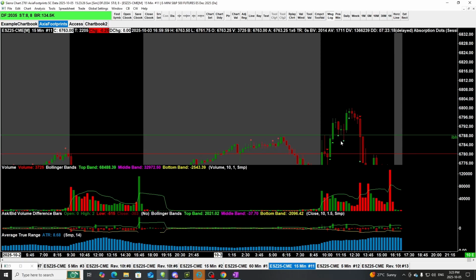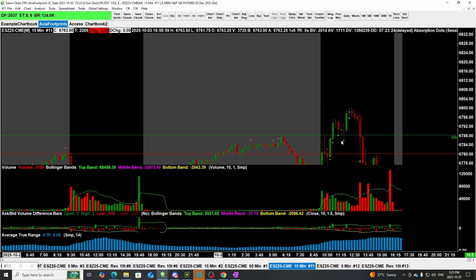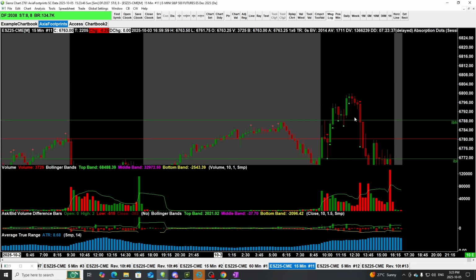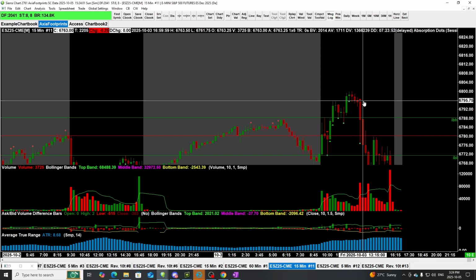Okay, so we came down, a passive opportunity to go to the whole number, that is 6,800. We came down, then got absorbed, and then moved up. As soon as it approached 6,800, it started moving down again, and we closed below the initial balance high, but we still closed above this. So we still have to think about whether we can take this trade or not, because there's too much risk. You will have to place a stop loss over here.